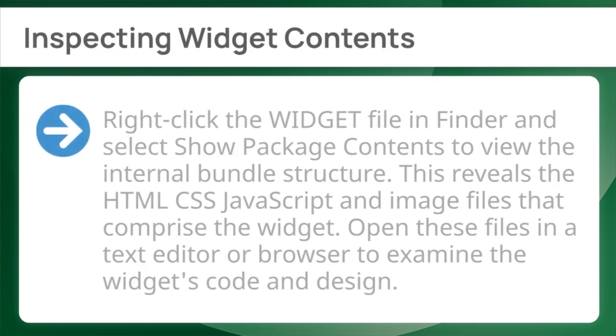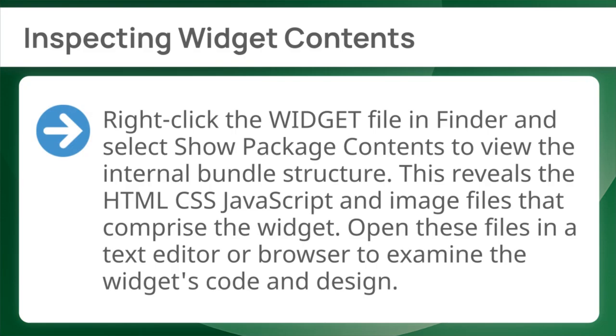Next, inspecting widget contents. Right-click the widget file in Finder and select Show Package Contents to view the internal bundle structure. This reveals the HTML, CSS, JavaScript, and image files that comprise the widget. Open these files in a text editor or browser to examine the widget's code and design.